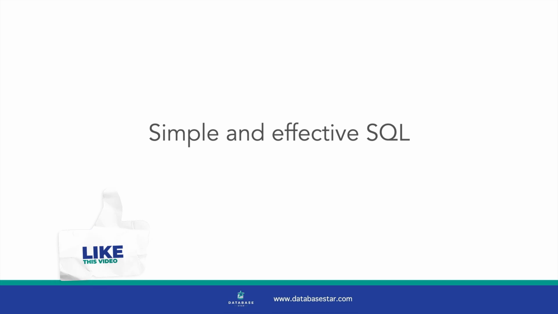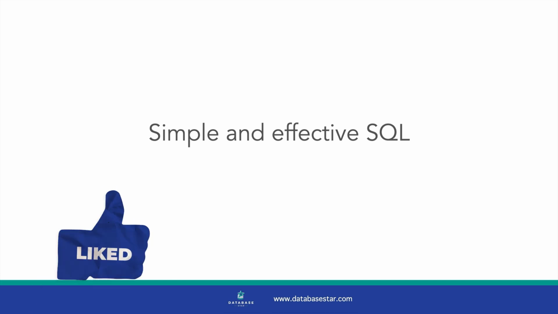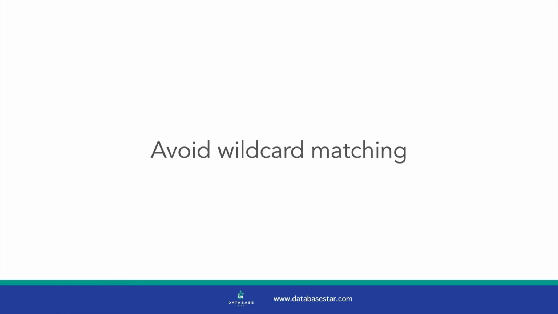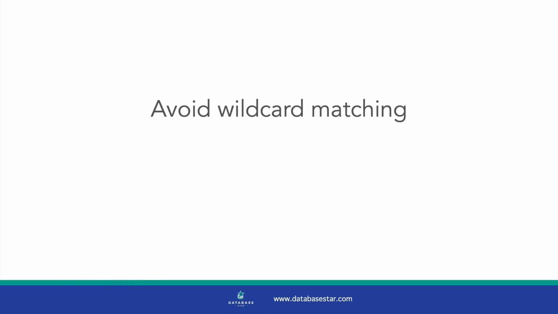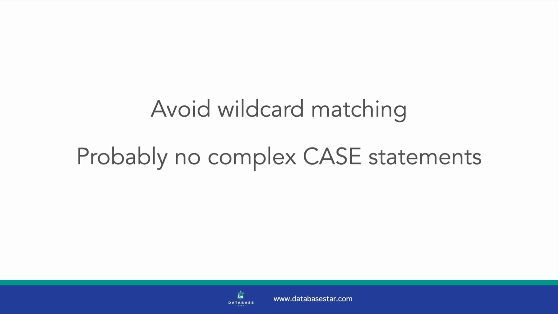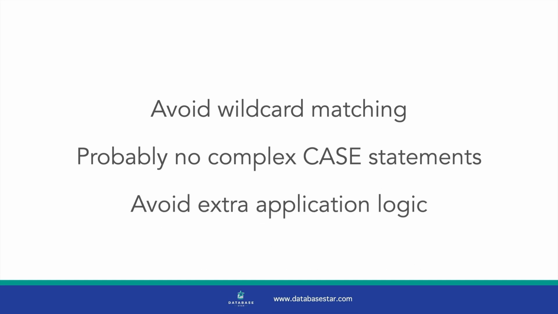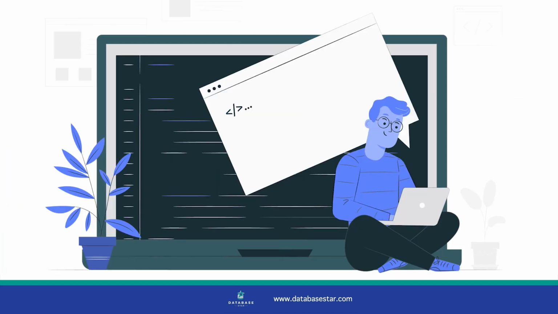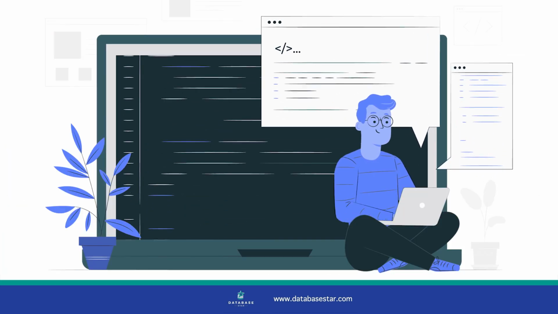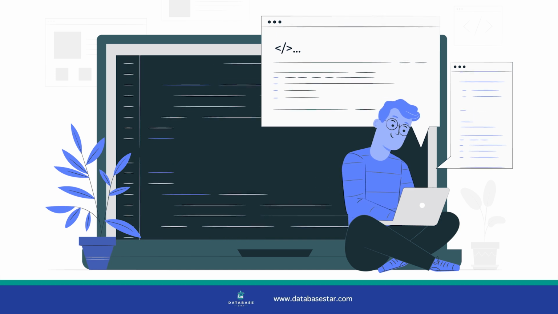You're able to easily join data between tables, filter your data, order it in the way you want, and much more. You don't need to perform wildcard matching to find the right rows. You probably don't need to have complex case statements if you have data in related lookup tables. And you don't need extra processing or logic in the application to get the data you want. Having an effective database design makes your application code simpler and your queries easier to write.